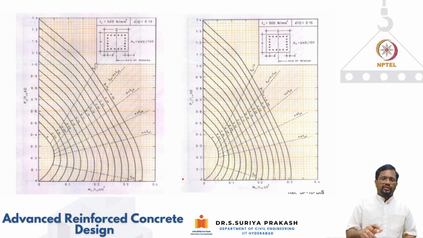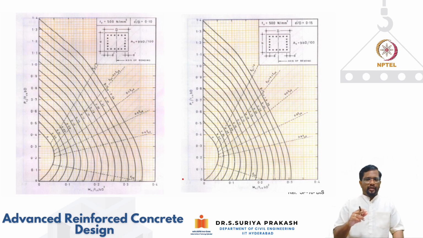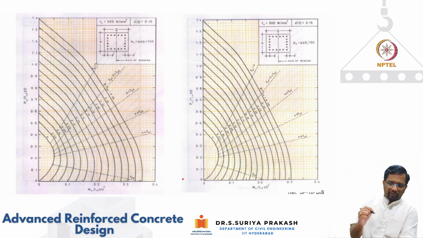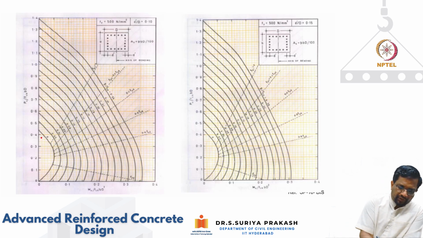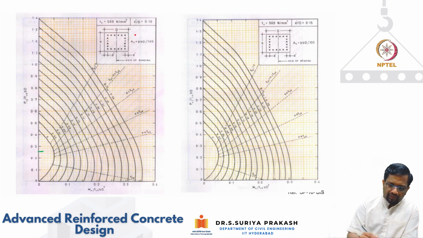So now, just to illustrate, how do we get the uniaxial bending moment capacity? What was given to you? P by fck was given to you. If you go back, p by fck was 0.1216, right? And Pu by fck bD was 0.247. So this value, 0.247, was given, right? And then this value was given. What was that again? p by fck was 0.12. So somewhere here, this value is given.